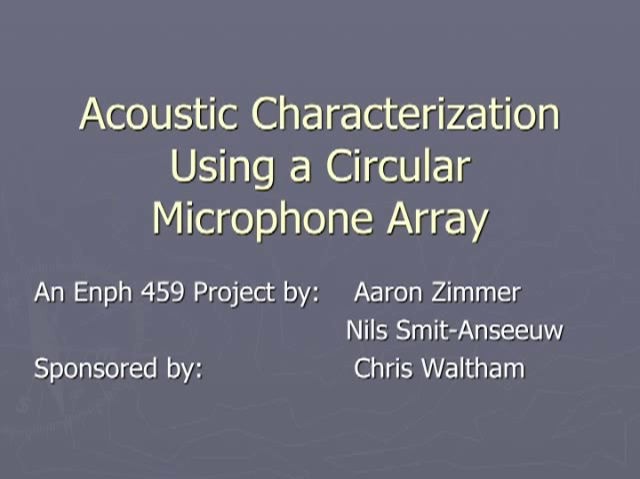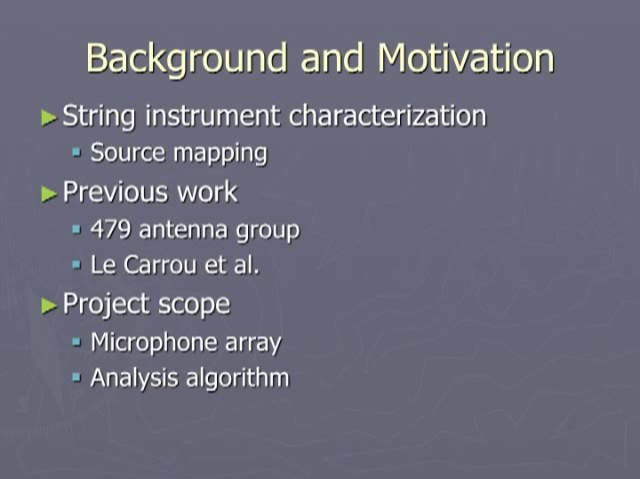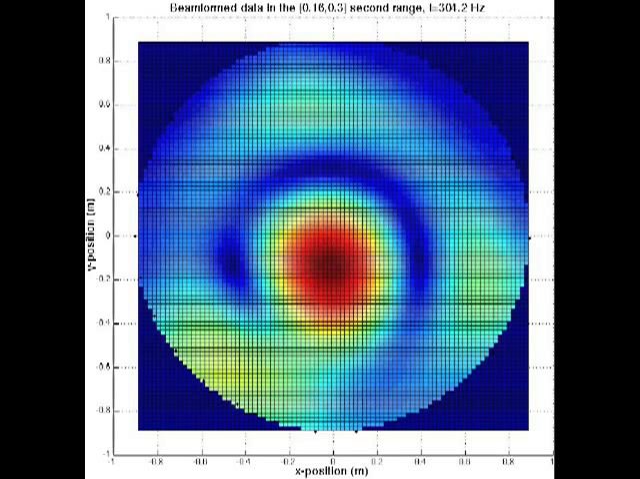This is a presentation of our ENPH 459 project on the acoustic characterization of instruments using a circular microphone array. The goal of this project is to construct a system that can characterize string instrument radiation. The characterization that we are mostly interested in producing is a source map of the instrument soundboard.